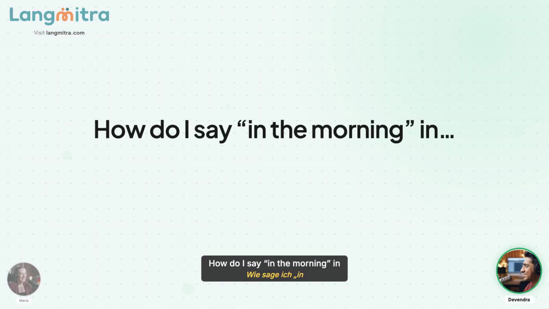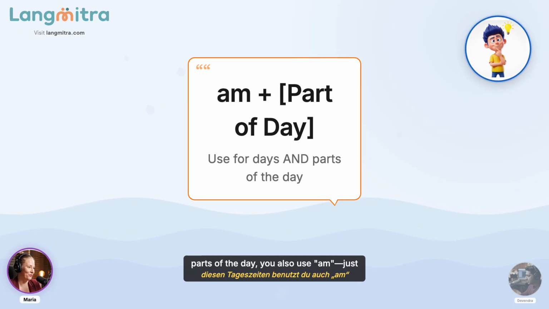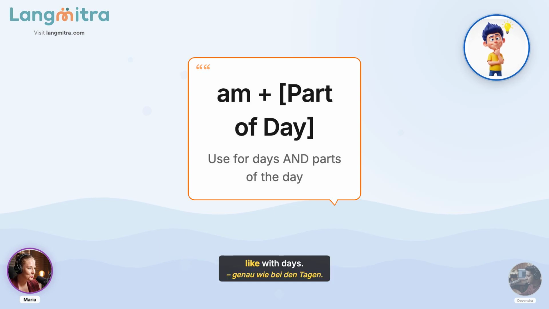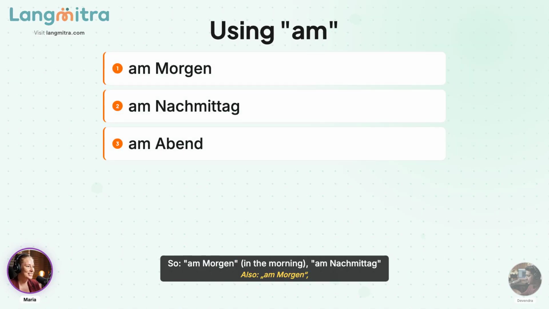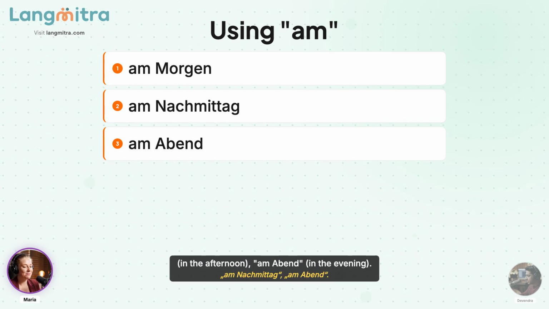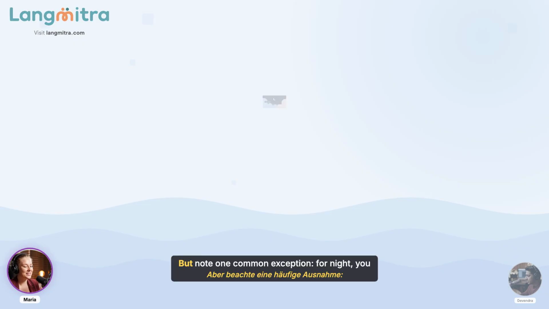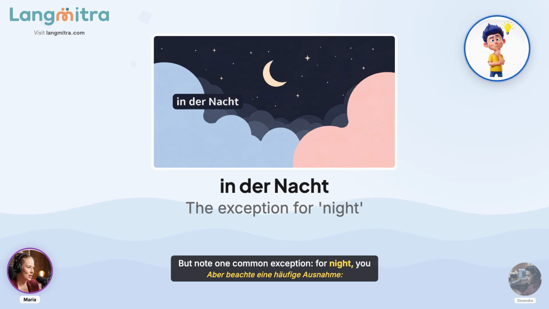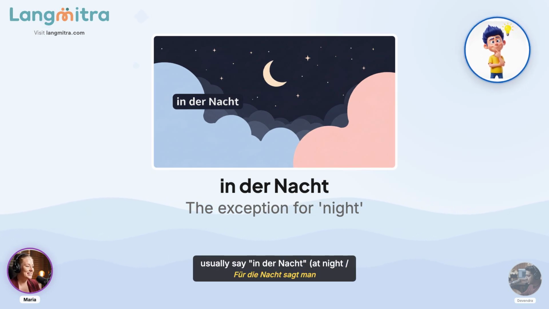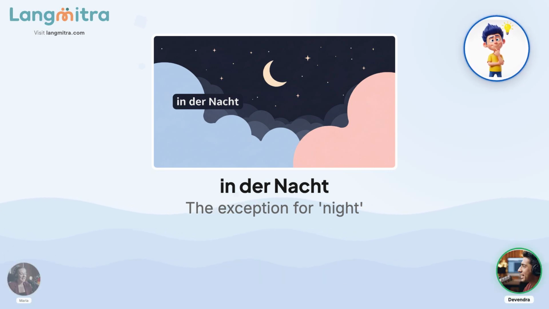How do I say in the morning in German? Here's where German does something neat. With these parts of the day, you also use am, just like with days. So am Morgen, in the morning. Am Nachmittag, in the afternoon. Am Abend, in the evening. Oh, interesting. Am is doing a lot of work. Yes, but note one common exception. For night, you usually say in der Nacht, at night or during the night, not am Nacht. So in der Nacht.